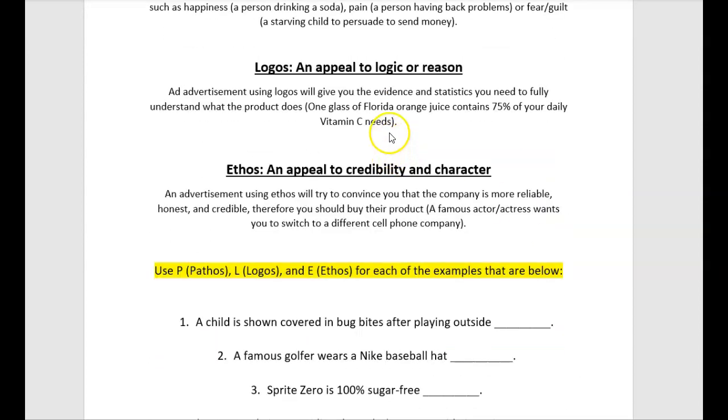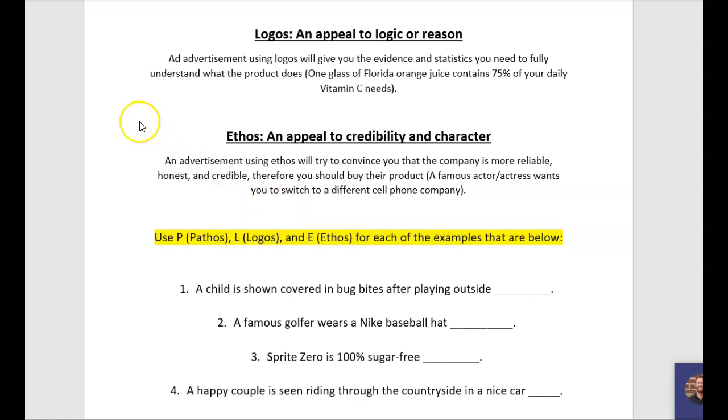This one tries to give you evidence and statistics to understand the product, such as one glass of Florida orange juice contains 75% of your daily vitamin C needs. And then ethos is an advertisement trying to convince you that the company is more reliable, honest, and credible. Therefore, you should buy their product, such as using a famous actor or actress that wants you to switch to a different cell phone company.